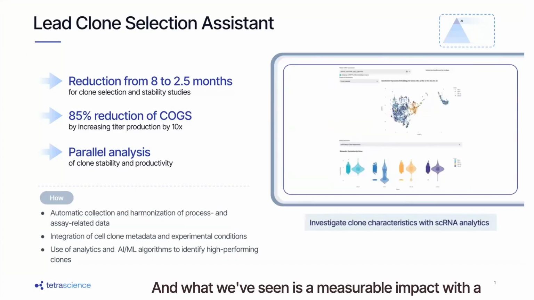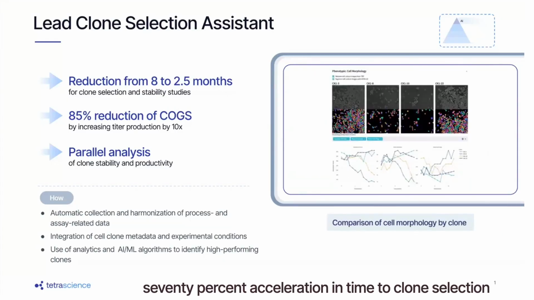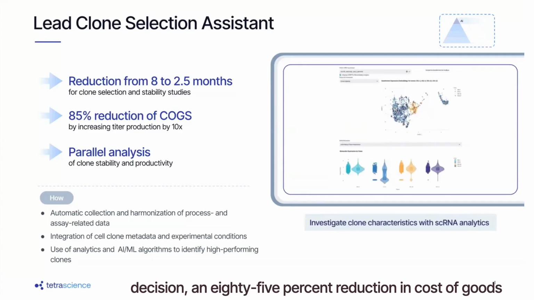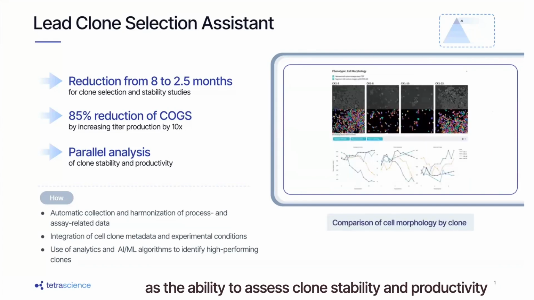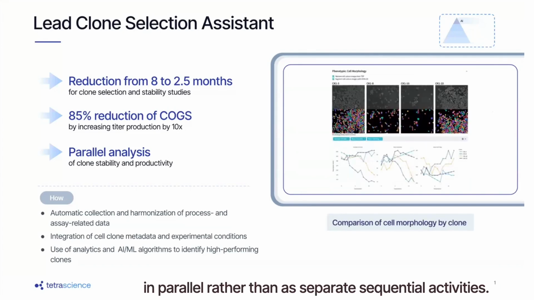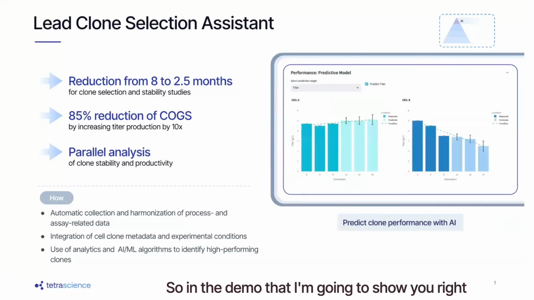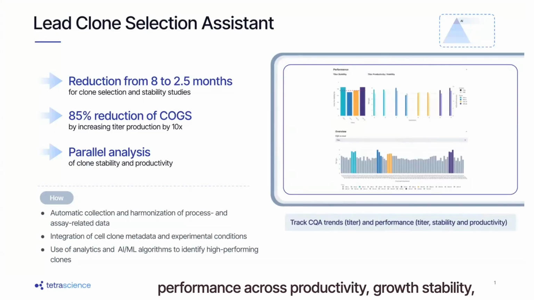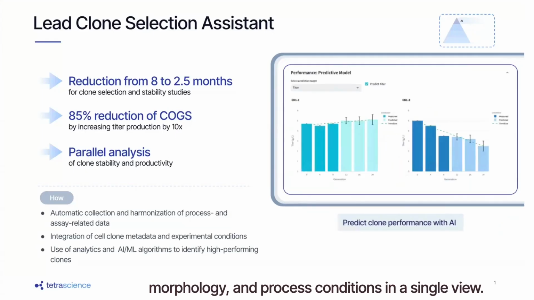What we've seen is a measurable impact, with a 70% acceleration in time to clone selection decision and an 85% reduction in cost of goods through higher productivity and shorter timelines, as well as the ability to assess clone stability and productivity in parallel rather than as separate sequential activities. In the demo I'm going to show you now, I'll show how scientists can compare clone performance across productivity, growth, stability, morphology, and process conditions in a single view.